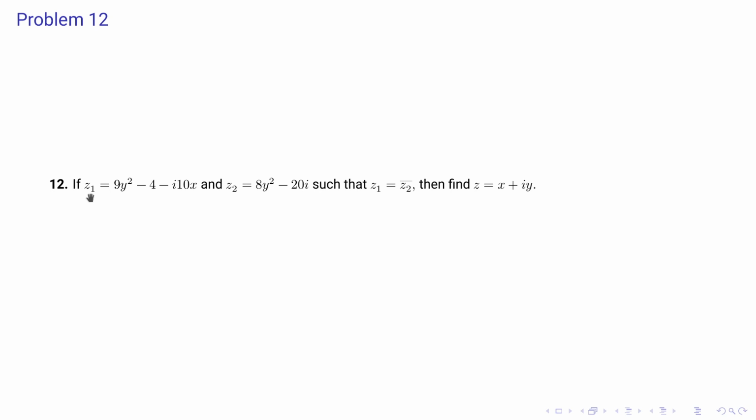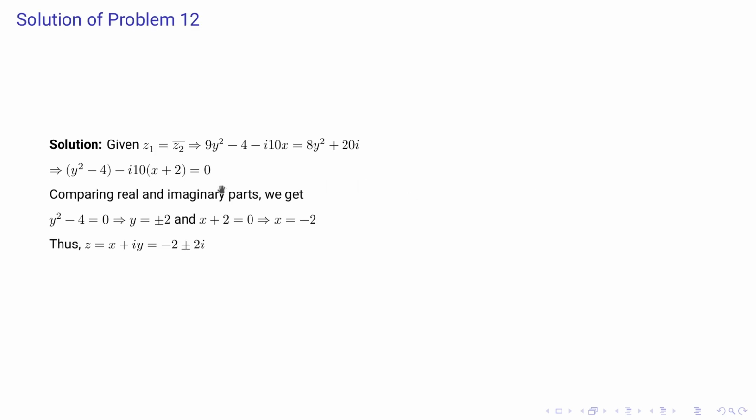Problem 12 said that if Z1 is equal to 9y square minus 4 minus i 10x and Z2 is 8y square minus 20i, such that Z1 is equal to Z2 bar, then find Z is equal to x plus iy. So since we are given that Z1 is equal to Z2 bar, 9y square minus 4 minus i 10x is equal to 8y square plus 20i. This is the conjugate of Z2.